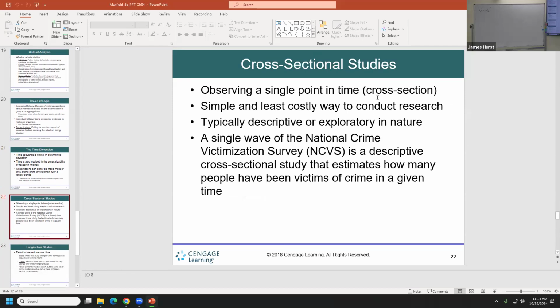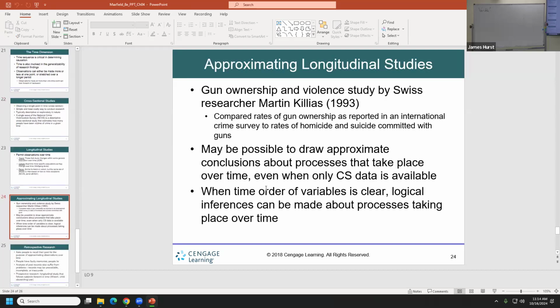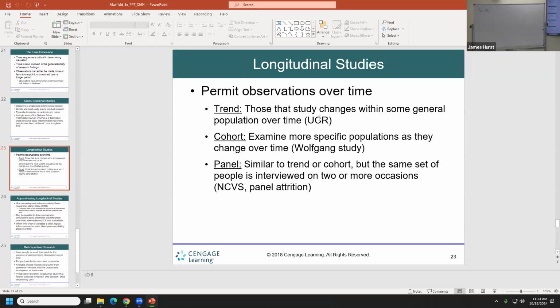Now, cross-sectional. We've already talked about that. That's NCVS, it's a cross-sectional. The UCR, cross-section. Technically, it's longitudinal because they do it every single year, but in any one year, it's a cross-section. Okay, longitudinal, different ways they do it. Trend, cohort, panel. Trend, you're just studying something over time. That's the issue itself. Cohort, you've got a group of people that you're tracking. Panel, same set of people interviewed multiple times.